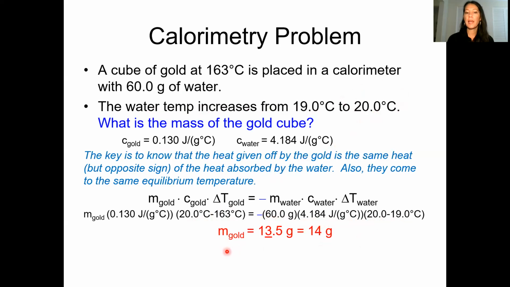Crunch the numbers, you get a mass of 13.5, and your final answer is 14. Even though everything looks like it's out to 3 decimal places, there are only 2 sig figs in the answer, because when you do the subtraction, 20.0 minus 19.0, you get 1.0, which is 2 sig figs, and that limits the final answer.